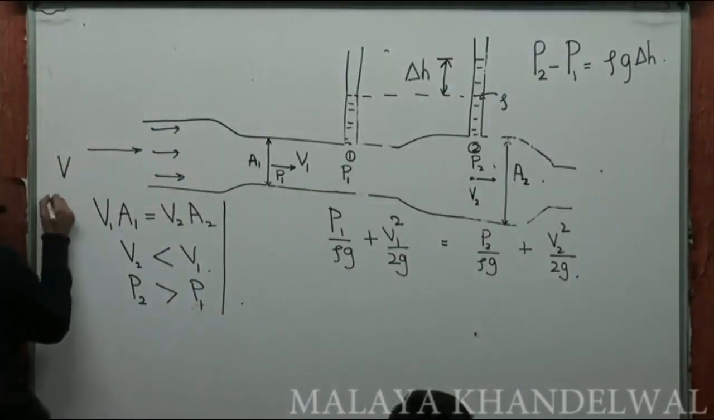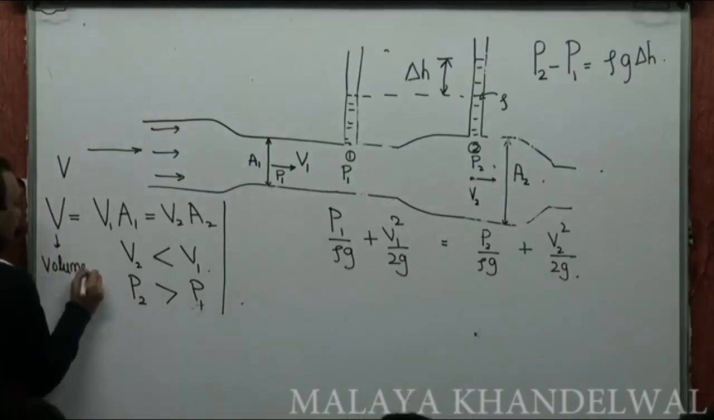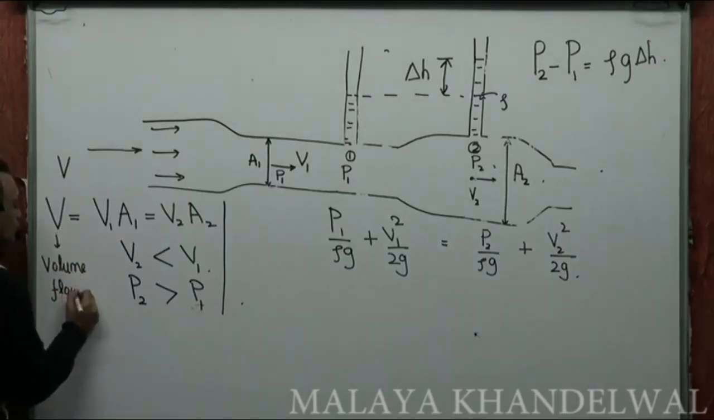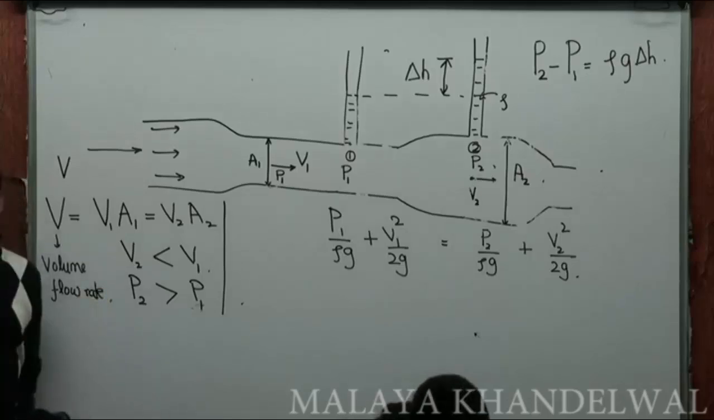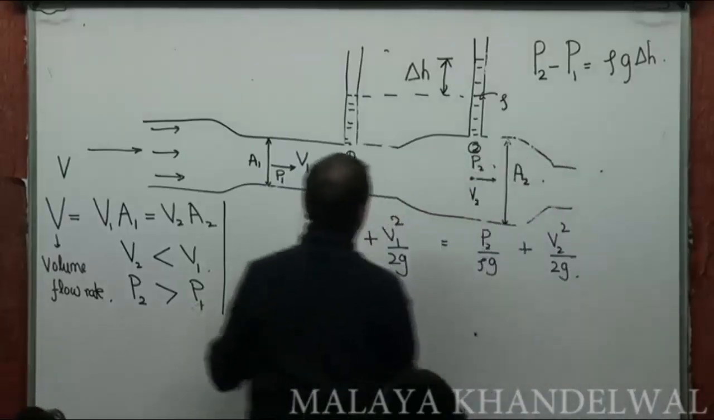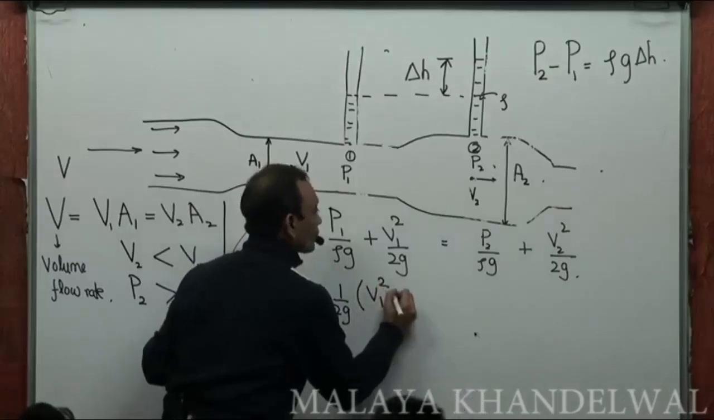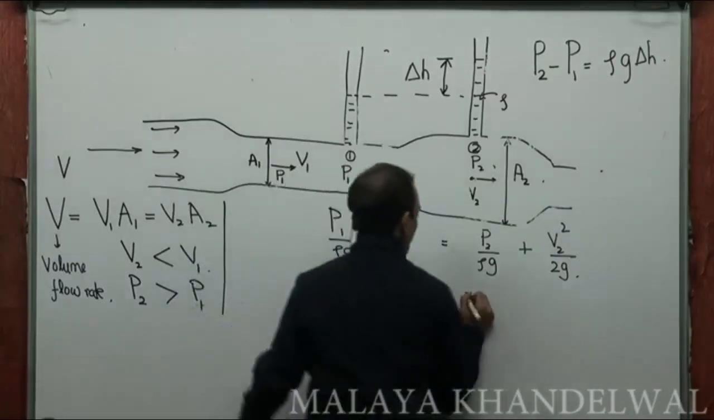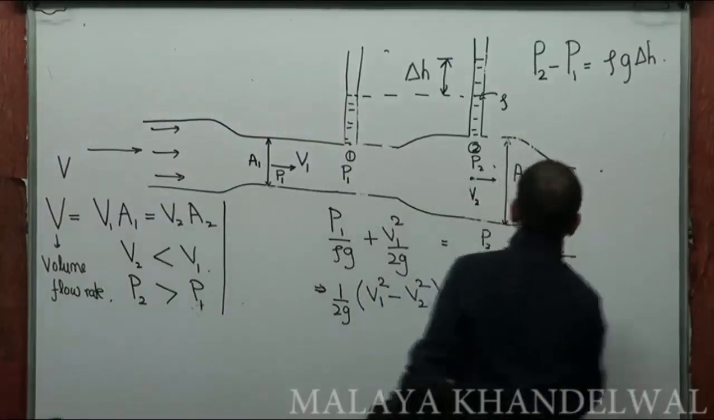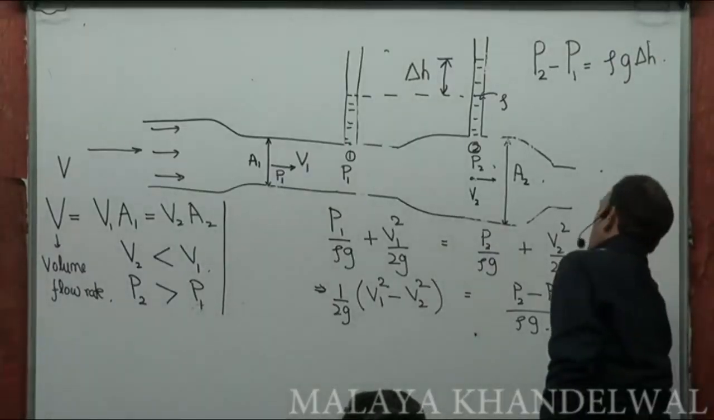Now, if the volume flow rate was V, through this channel, not the velocity, this one is the volume flow rate, cubic meters per second. V is what we want to compute. Very clearly, I can transpose P1 by rho G on this side. P2 minus P1 by rho G. But P2 minus P1 by rho G is delta H. So this is delta H.